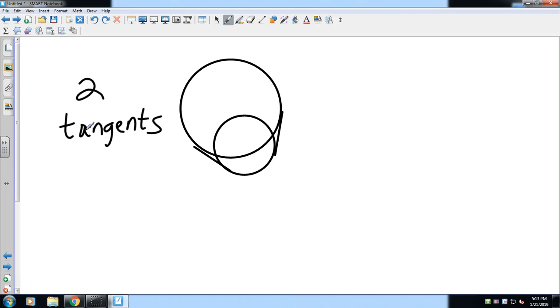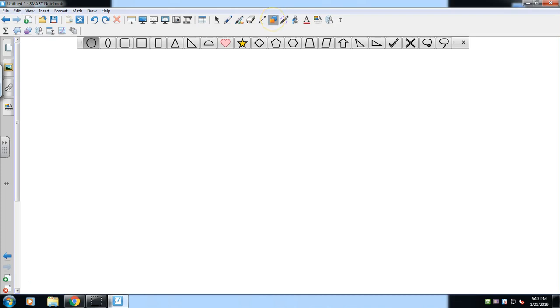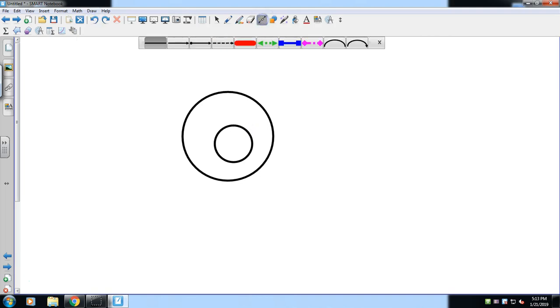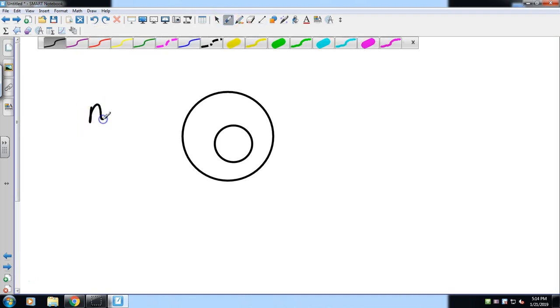So let's go back to our concentric one from a little bit ago. Would our concentric circles have common tangents? Remember that it has to intersect the outside only one time. And in this case, if I were to draw a line with one intersection point there, this one would actually go through my circle and not be resting up against it. So in this case, concentric circles are going to have no common tangents.